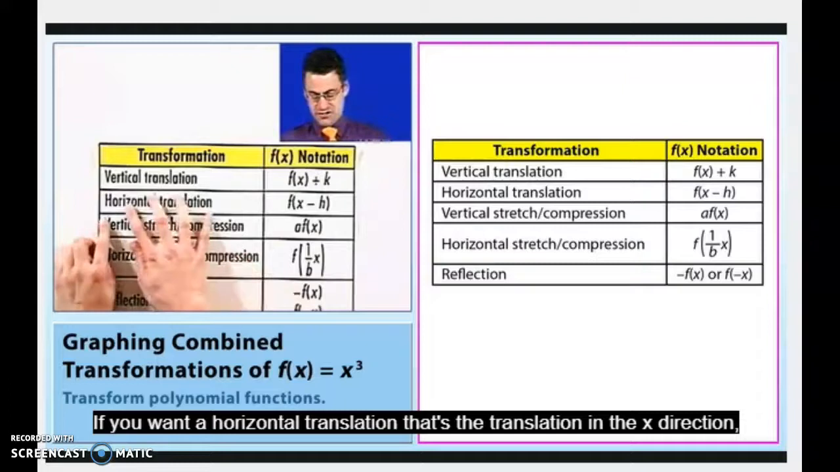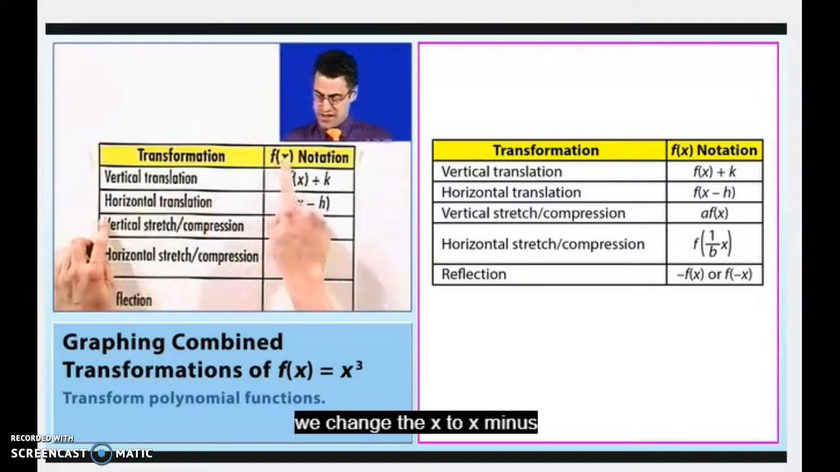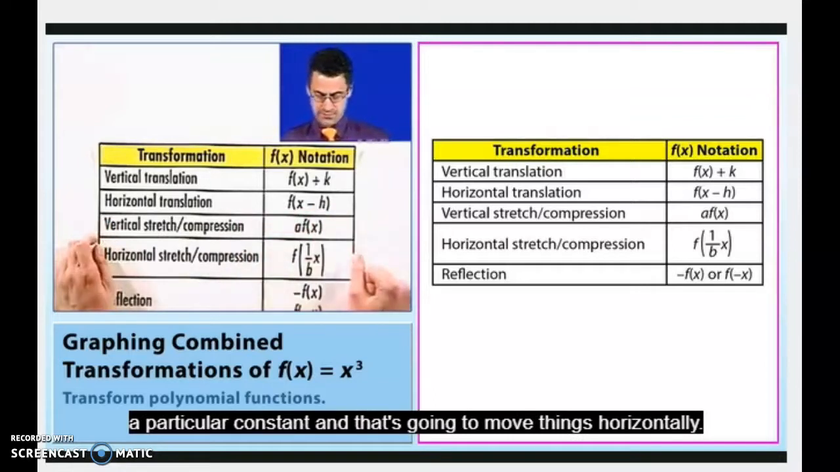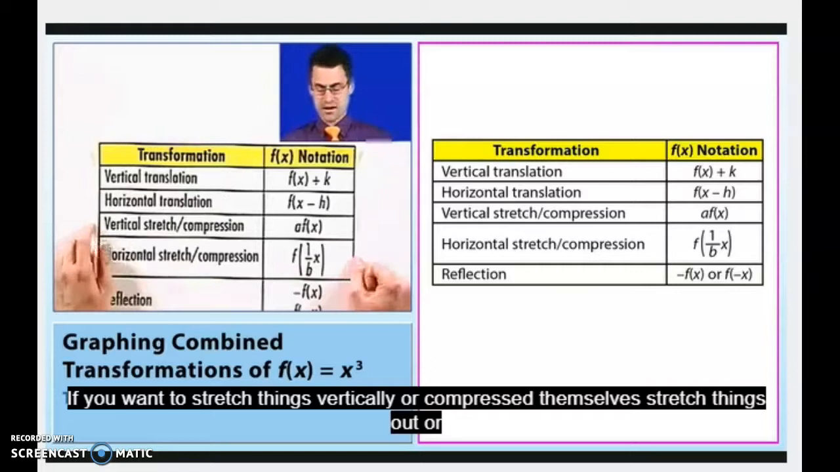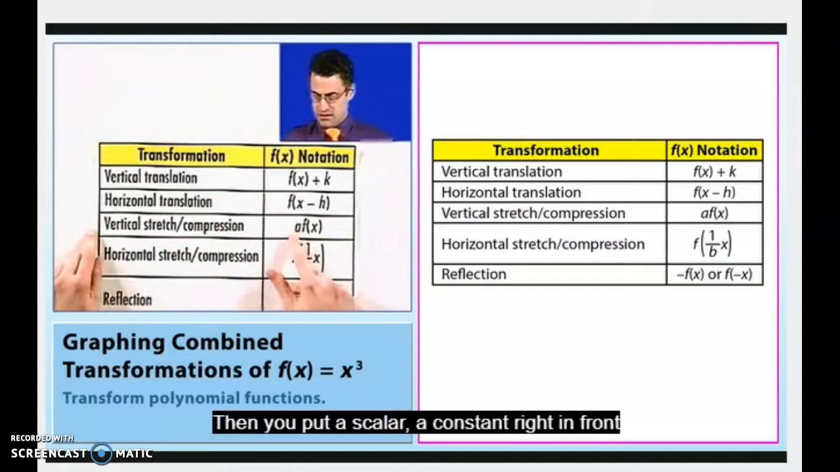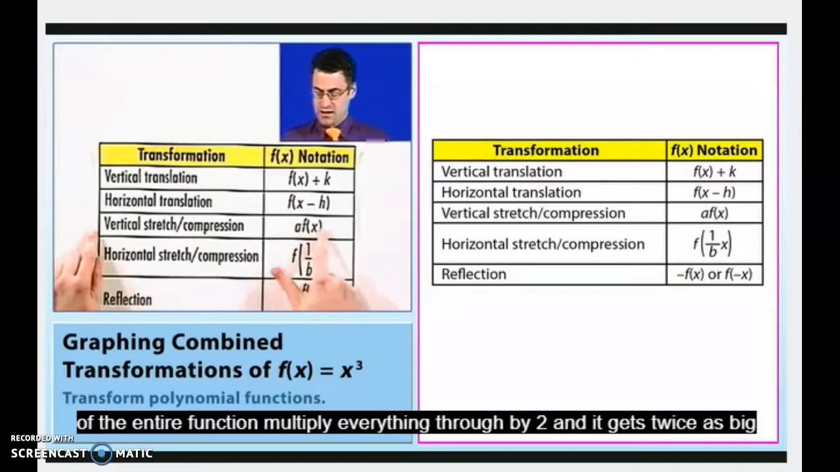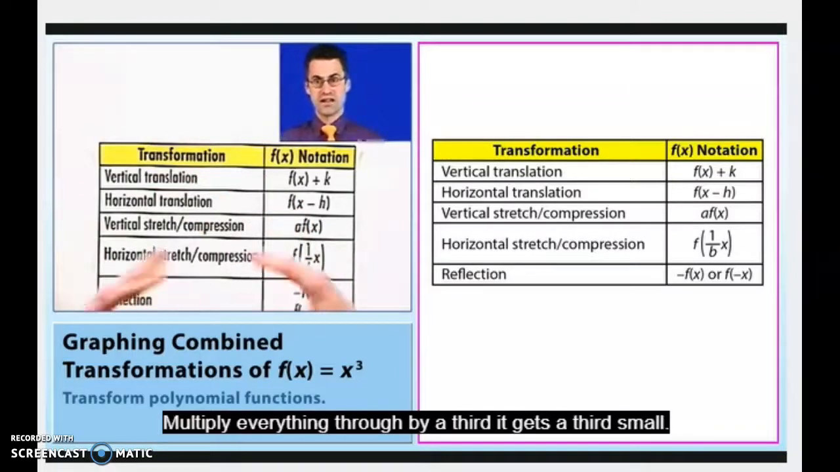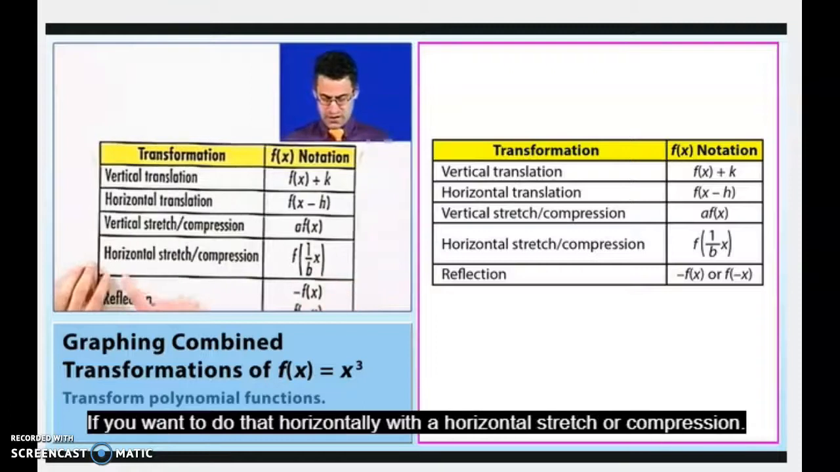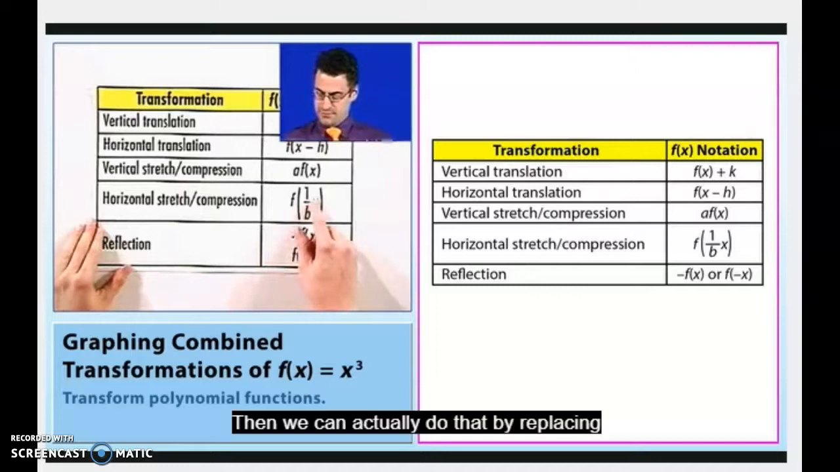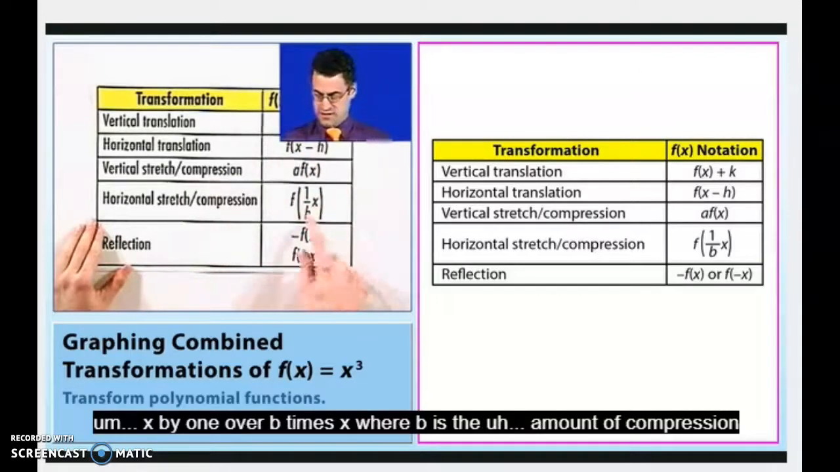If you want a horizontal translation, that's a translation in the x direction. We change the x to x minus a particular constant, and that's going to move things horizontally. If you want to stretch things vertically or compress them, stretch things out or compress them in, then you put a scalar, a constant, right in front of the entire function. Multiply everything through by 2, and it gets twice as big. Multiply everything through by a third, it gets a third as big. If you want to do that horizontally, with a horizontal stretch or compression, then we can do that by replacing x by 1 over b times x, where b is the amount of compression or stretch.